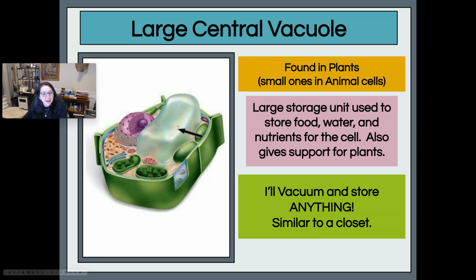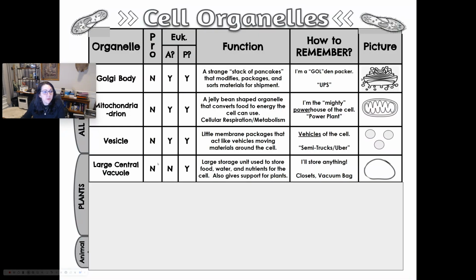And so they'll vacuum and store it. They'll vacuum up that water, they'll store it in there. And these are found, again, usually only in plants, and they're very large. Like usually they take up almost the entire cell. So large central vacuole, no to prokaryotic cells, no to animal cells, but yes to plants. And it says, I'll store anything. And so this is like a closet or like a vacuum. And this one is just like a big circle because it just stores materials in the cell. Really has no defined shape.